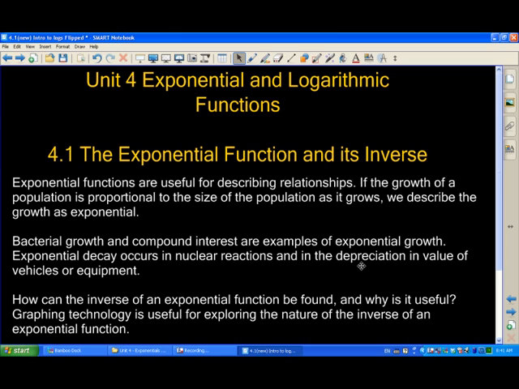And we'll also, in this unit, be looking at how we can use graphing technology to explore the nature of both the exponential function and the inverse of an exponential function.